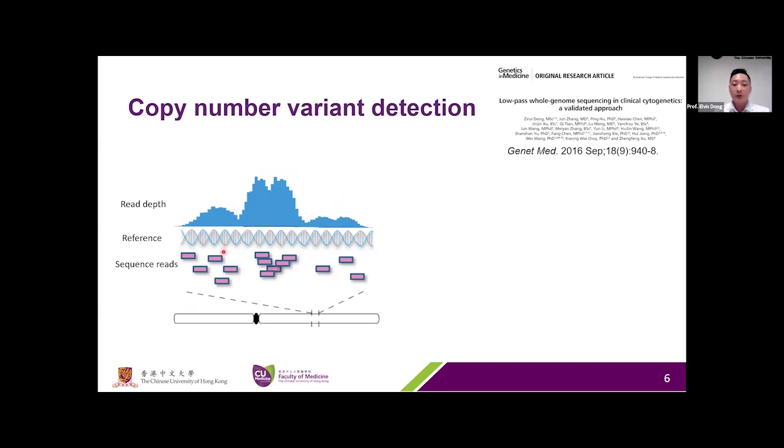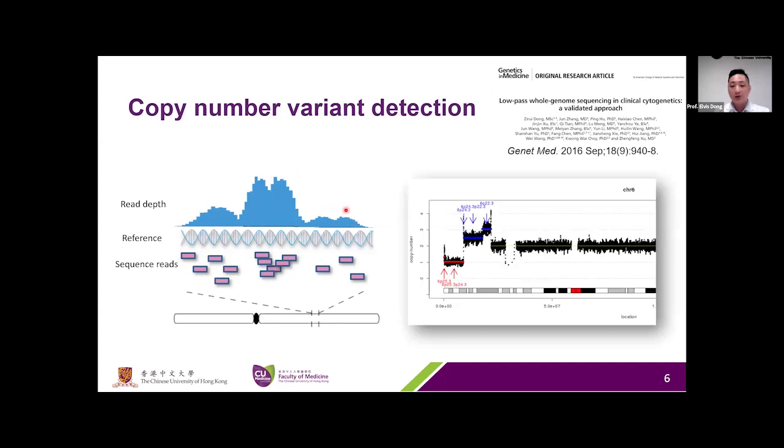The principle is that when we generate the reads data, we map it back to the genome. When we calculate the coverage, we can know which region is copy number neutral, which region is copy number gain, and which region is copy number loss. By doing that, after a lot of data processing and adjustment, we can clearly appreciate constitutional deletion, constitutional duplication, as well as mosaic duplication, as shown in the figures here.